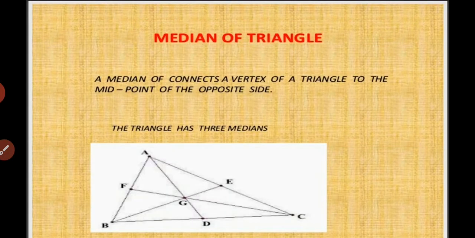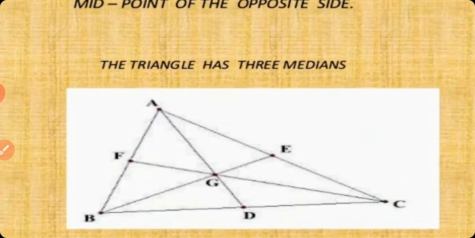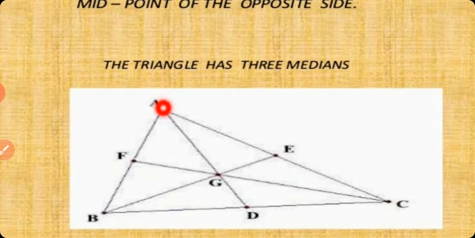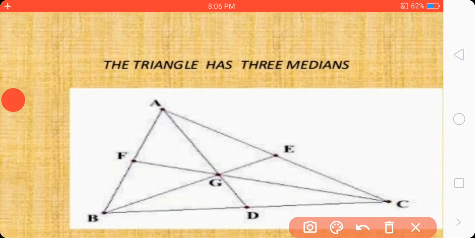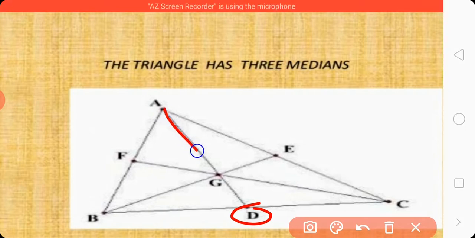Next, median of a triangle. Let ABC be a triangle. From vertex A to the opposite side BC, let the midpoint of BC be D. See, midpoint of BC is D. From A, I draw a line segment. We got it? AD is a line segment. Then AD is called a median of the triangle.